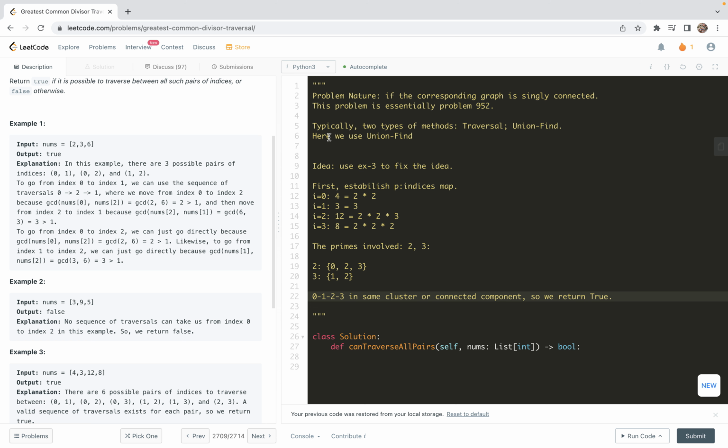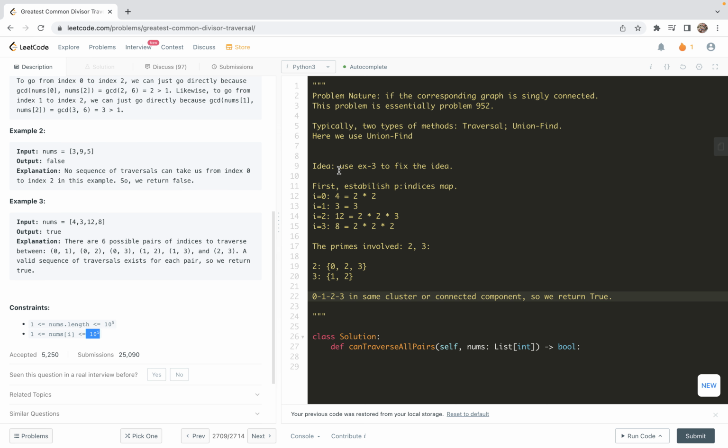Here the constraints are the following. First, the length of this list is bounded above by 10 to the power 5. This number basically defines the problem size here. And the elements are positive, bounded below by 1 and bounded above by 10 to the power 5. With that said, let's look at the problem analysis.